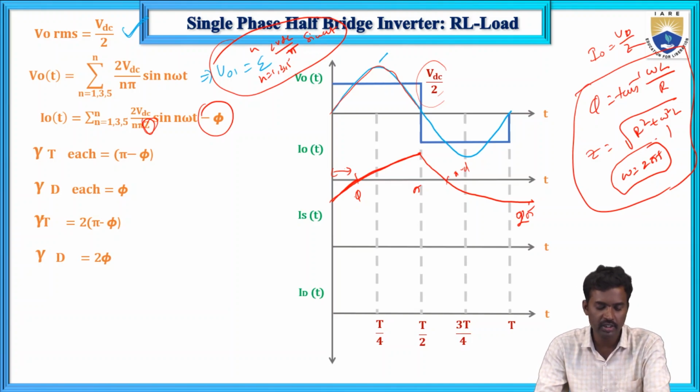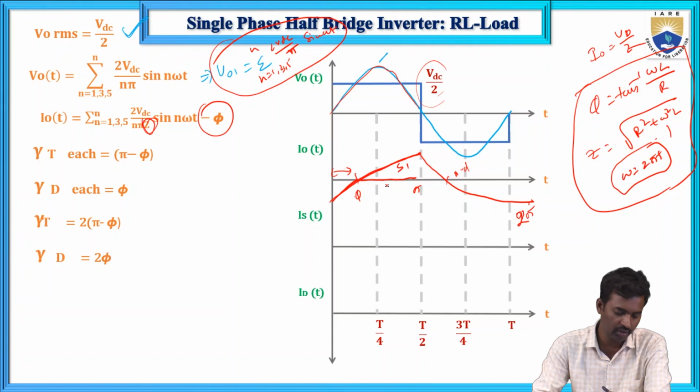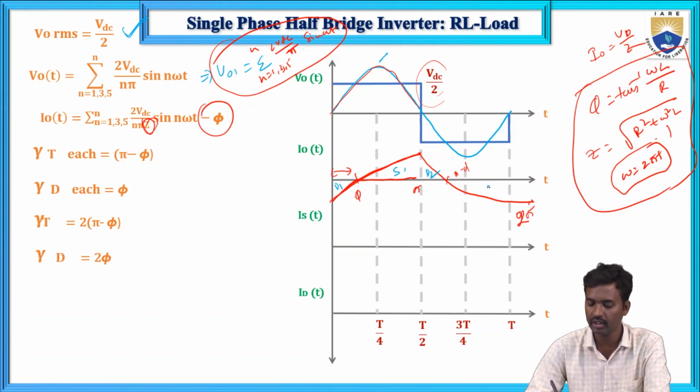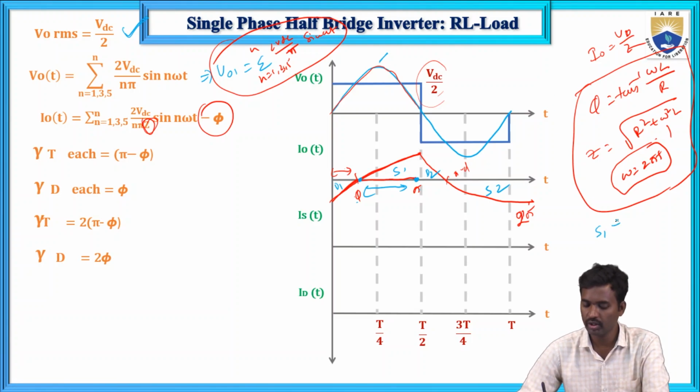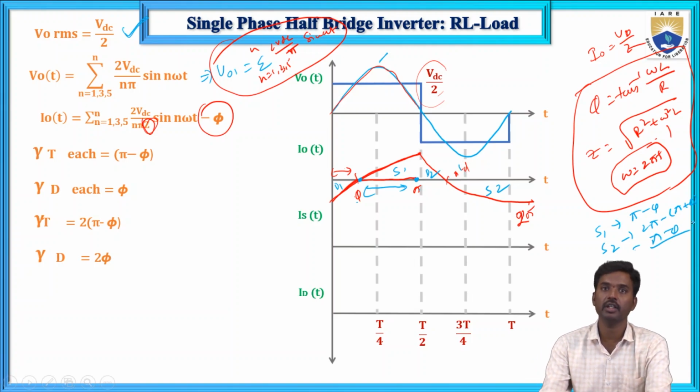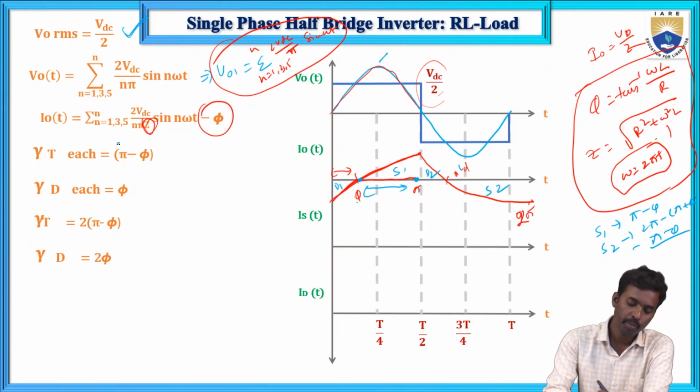So now here, each thyristor is conducting up to what duration? Let me change the color over here. Here S1 thyristor will conduct, and here D1 diode will conduct. Here D2 will conduct, and here S2 will conduct. So S1 is conducting for pi minus phi, and S2 is conducting for 2 pi minus of pi plus phi. So that equals pi minus phi. Each switch is conducting up to pi minus phi.